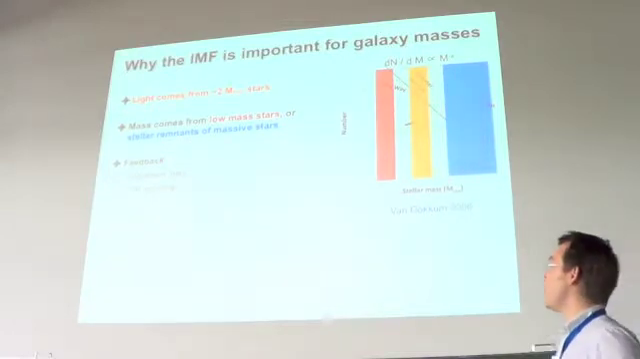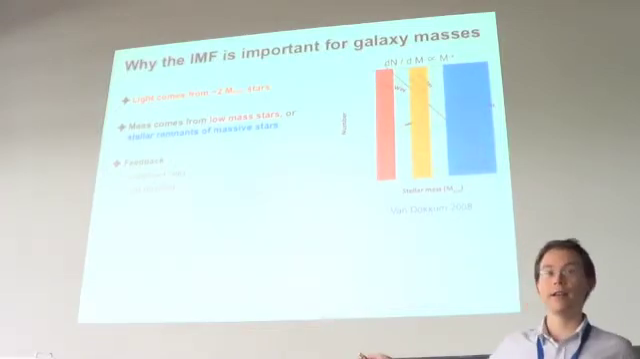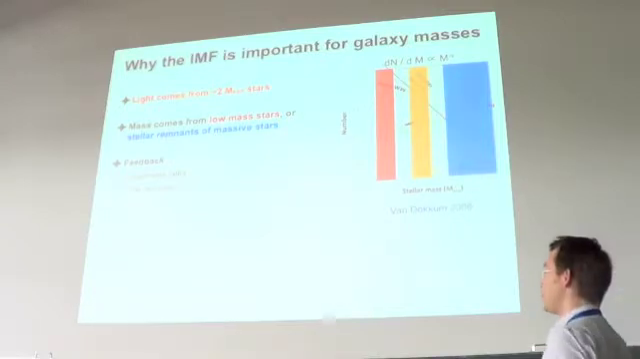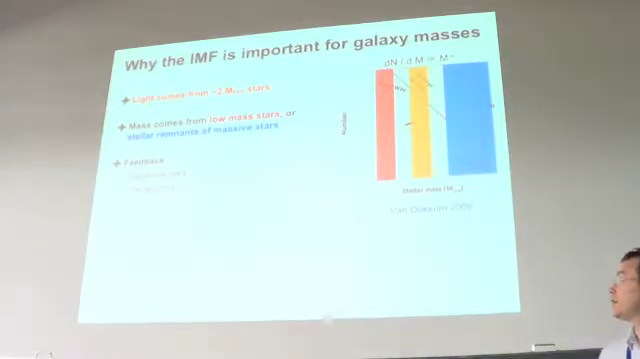The other, more subtle reason why the IMF is important is for gas recycling. In a stellar population model, you may form one solar mass of stars, but by 13 years later you may only have half a solar mass left. Then for the models, maybe not so much for massive galaxies, your IMF determines the amount of high mass stars, which determines your supernova rates.